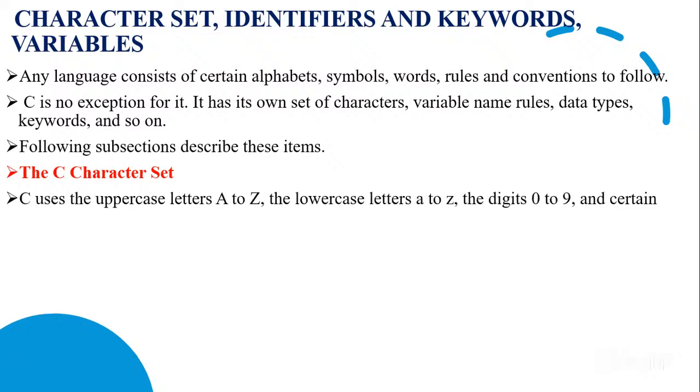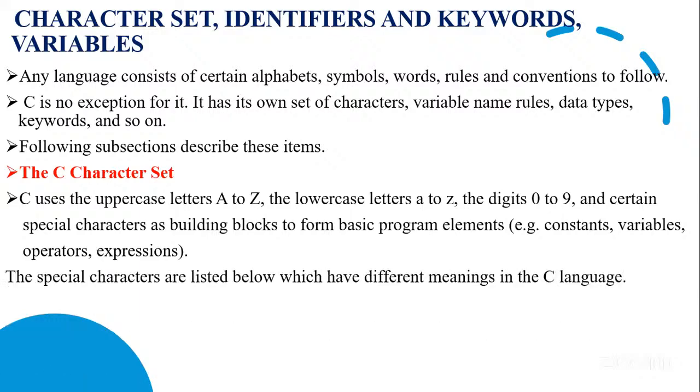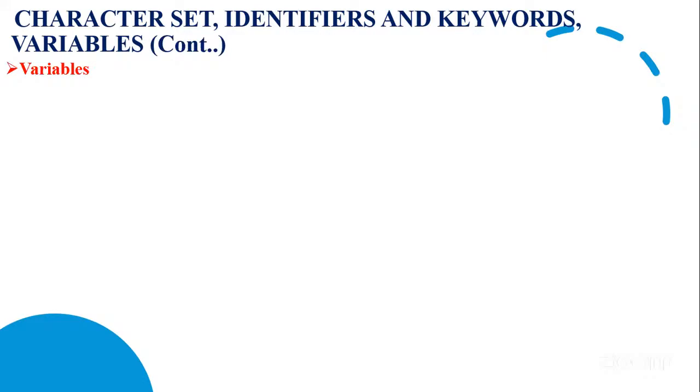So C language uses uppercase letters A to Z and lowercase letters a to z. C language also uses the digits from 0 to 9 and certain special characters. These are the building blocks of program elements. C also uses constants, variables, operators, and expressions. The special characters are listed below.